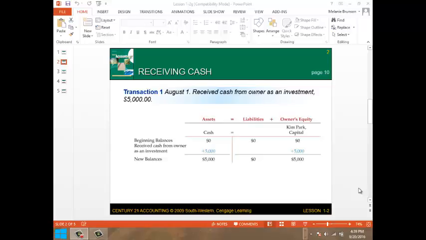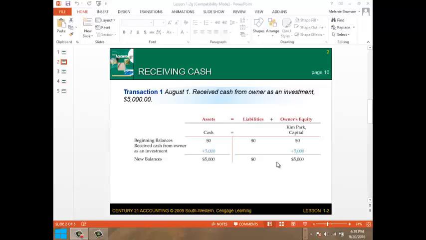But in Chapter 1, anytime we had a transaction that changed accounts, we expressed the change with a plus or a minus. So in this example, this slide I have pulled up, our transaction was that we received cash from the owner as an investment for $5,000. And so if you remember, we would have to figure out which way did our cash go. Did it increase? Did it decrease? And we would express the increase or decrease as a plus or a minus. In this example, cash went up, so we put a little plus. Our owner's equity also went up, so we put a little plus.